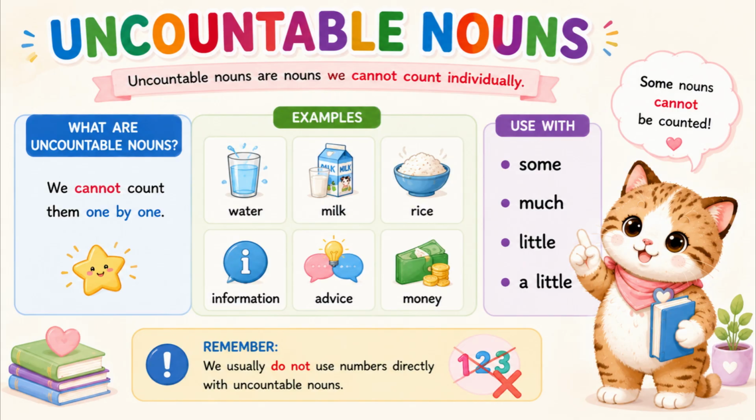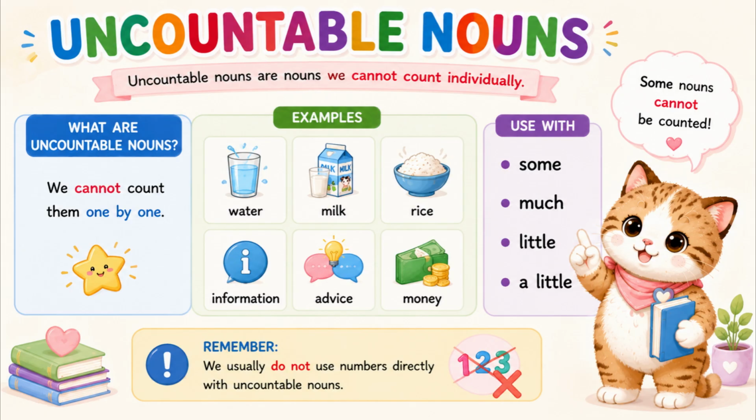Uncountable nouns. Uncountable nouns are nouns we cannot count individually. We do not usually count them one by one. Some common examples are water, milk, rice, information, advice, and money. Uncountable nouns are commonly used with some, much, little, and a little.